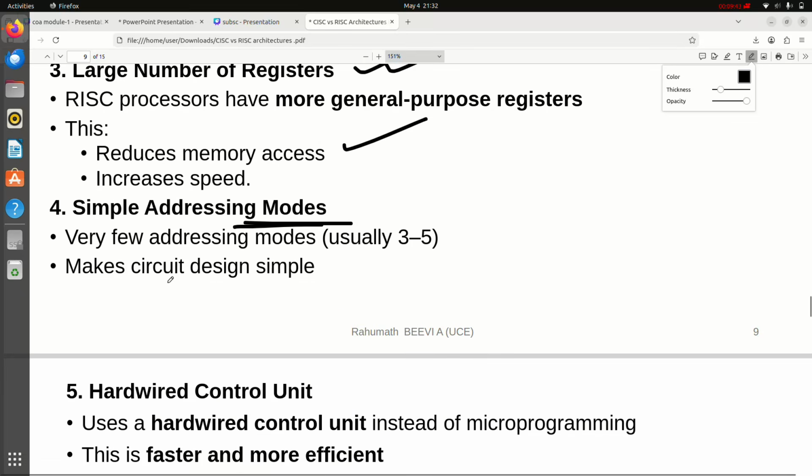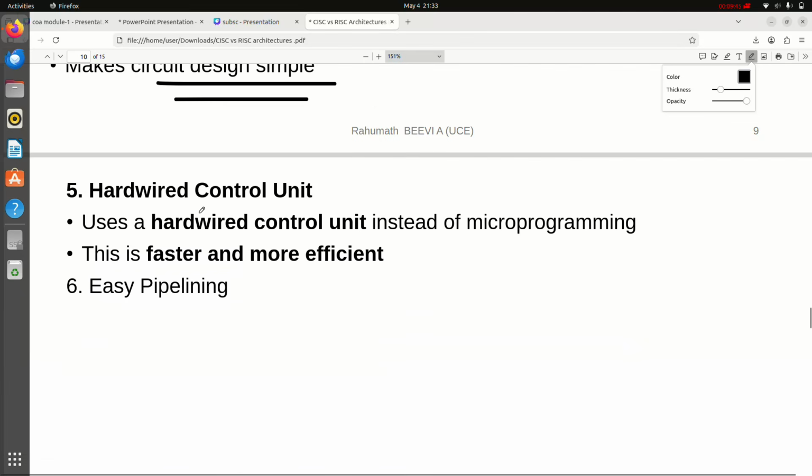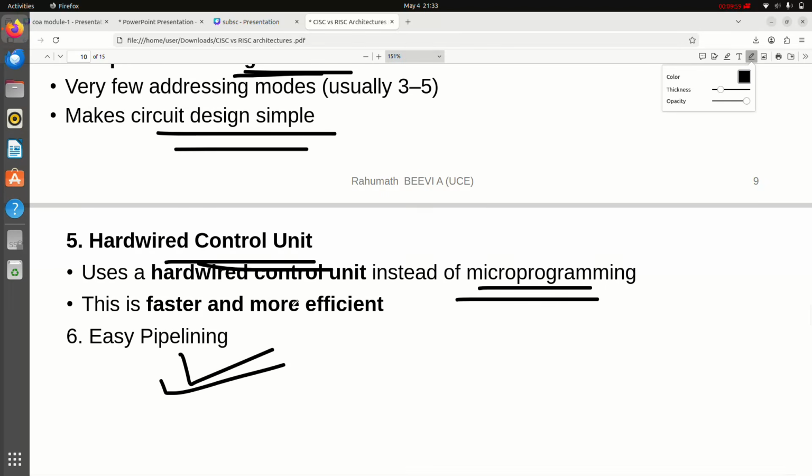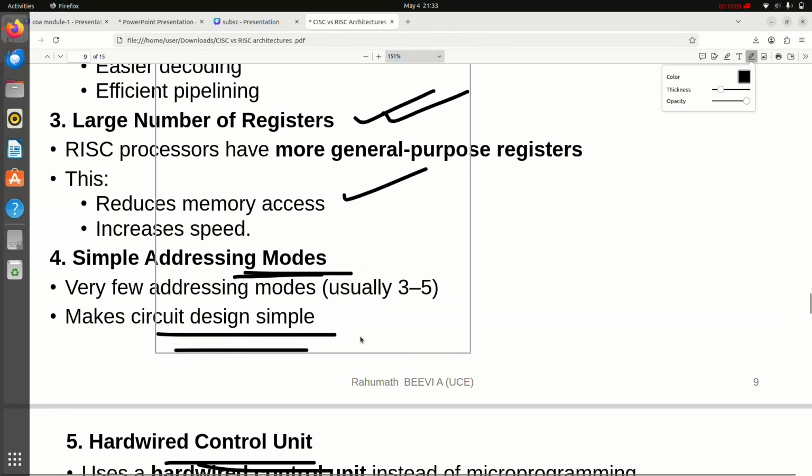Very few addressing modes make the circuit design simpler. A hardware control unit is used instead of a microprogram control unit, so this becomes much faster and more efficient, and pipelining is easier. The complex hardware unit becomes fast and more efficient.